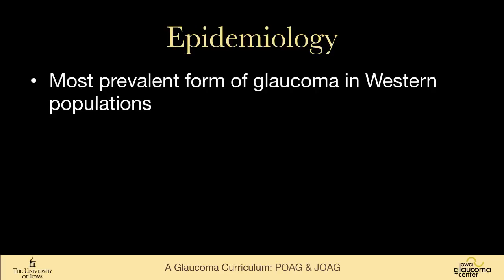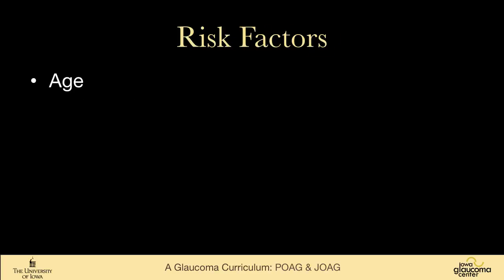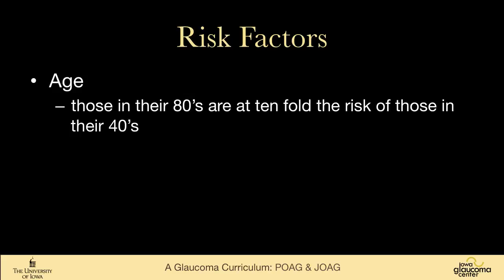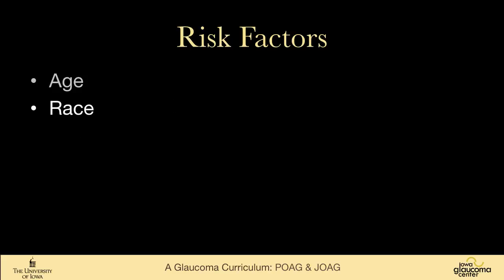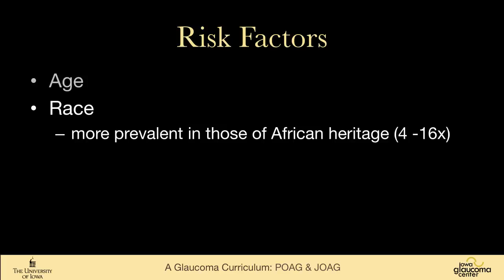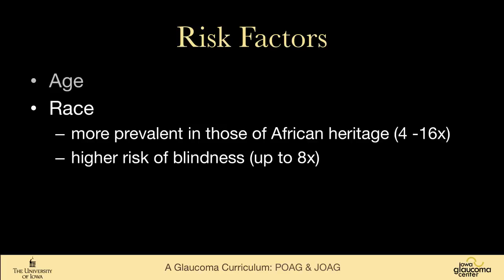It is, as I said earlier, the most prevalent form of glaucoma in Western countries, in Europe, in the United States, in Canada, Australia. It has many risk factors. Age. So individuals in their 80s are at tenfold risk of developing glaucoma compared to people in their 40s. Race is a risk factor. In the United States, it's much more prevalent in those with African heritage, up to 16-fold times as prevalent. The African American individuals have a higher risk of blindness, up to 8-fold higher.